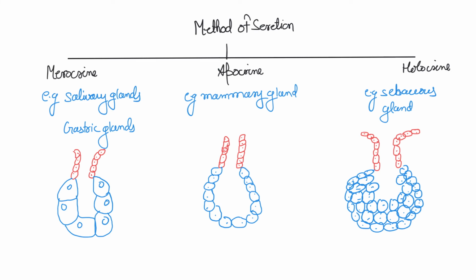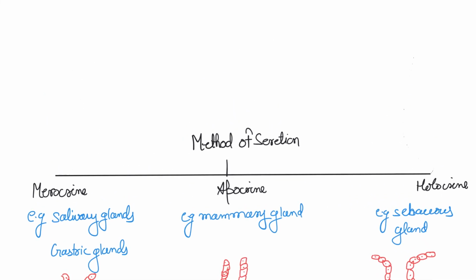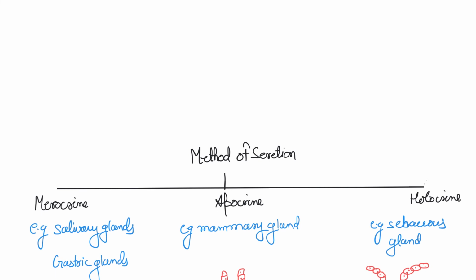A second way to maybe understand or divide glands is how they are secreting stuff. So on that basis, we can divide them into three types: merocrine, apocrine, and holocrine, right? Now the examples are written there. Merocrine is salivary glands and gastric glands, apocrine is mammary glands, and holocrine is sebaceous glands that you find in the skin, the oil secreting glands. But the thing is, how exactly are they different from each other? Let's try to understand that.